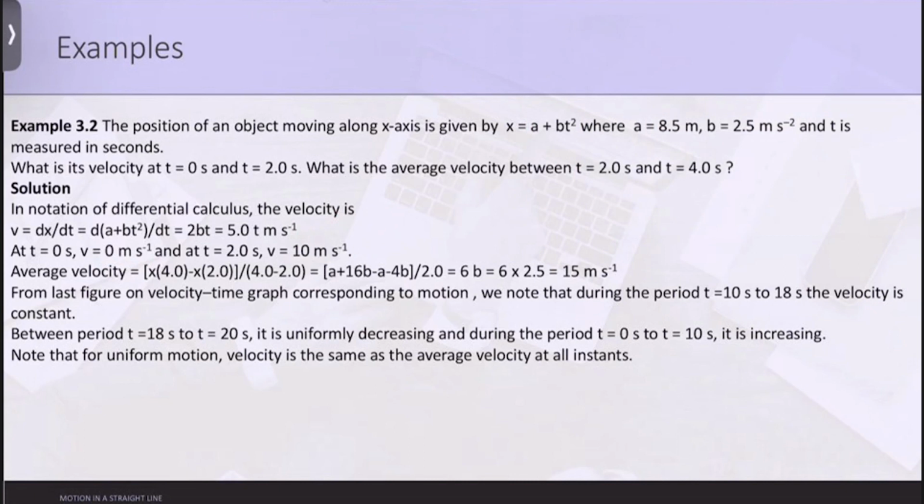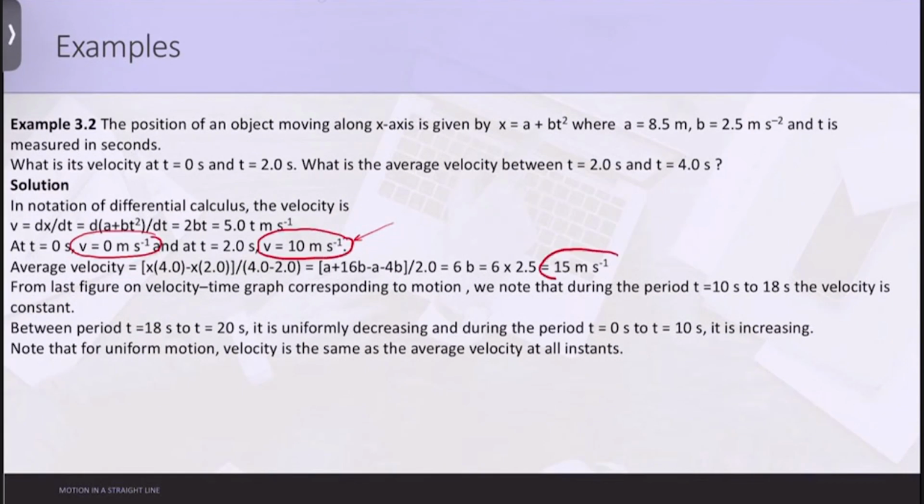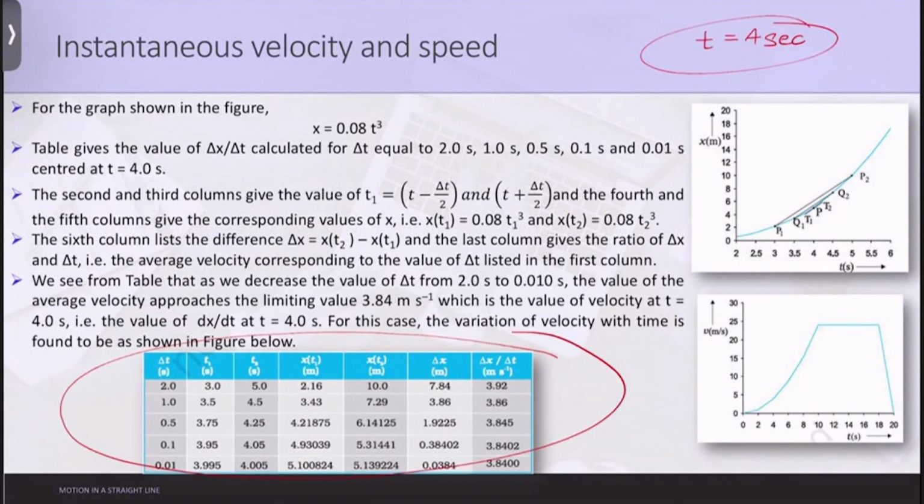So those were all the questions which were being asked here. The first answer is 0 meter per second. The second answer is 10 meter per second. And the final, third answer is 15 meter per second. Okay. From the last figure on the velocity time graph corresponding to motion, we know that during the period t equal to 10 to 18 seconds, the velocity is constant. So the question is completed.